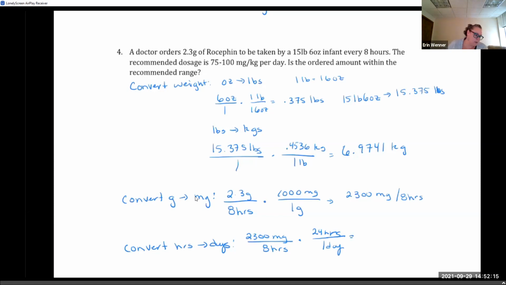So 2,300 over 8 times 24 over 1. We can think 8 goes into itself once, 8 goes into 24 3 times, giving us 6,900 milligrams per day. I have a bad feeling about this.